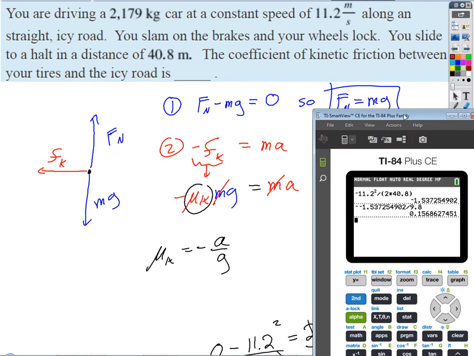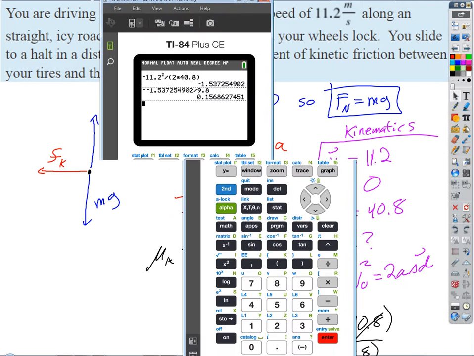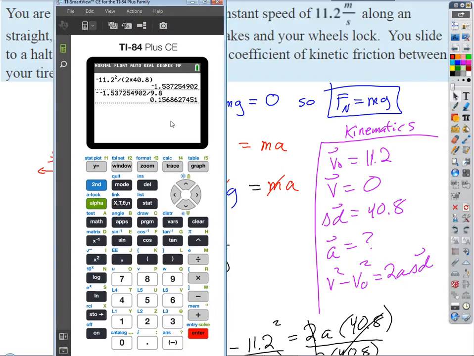I'm thinking 3 it looks like. So rounded to 3 places, what do we get? 0.157 would be our answer. Okay, what are the units of that? The coefficient? Good, trick question. They're unitless. No units, good.